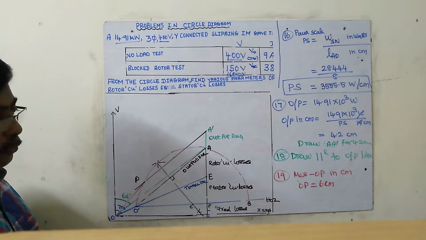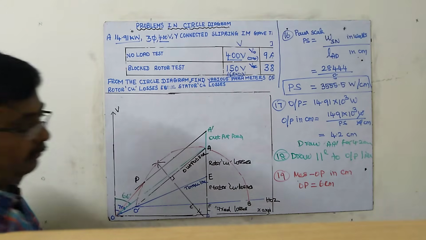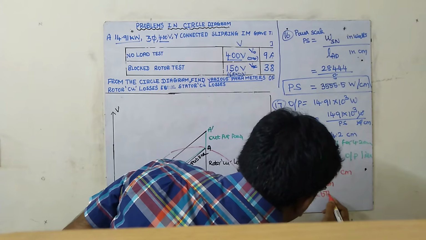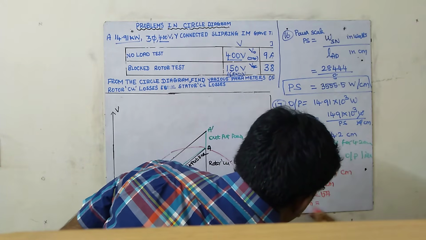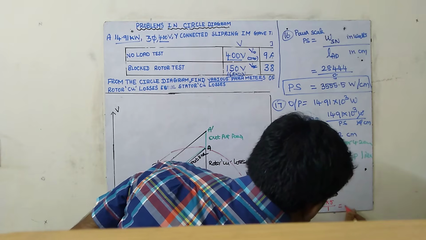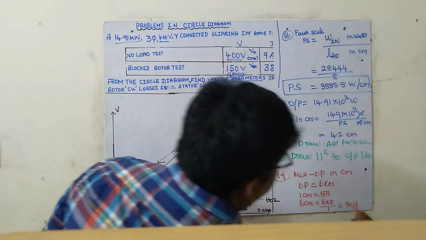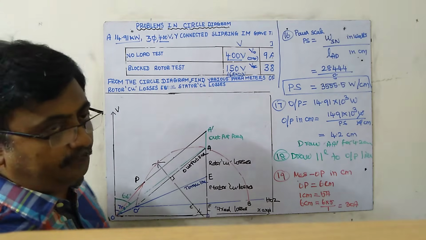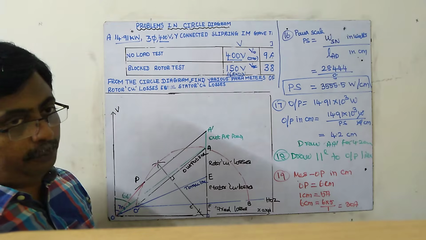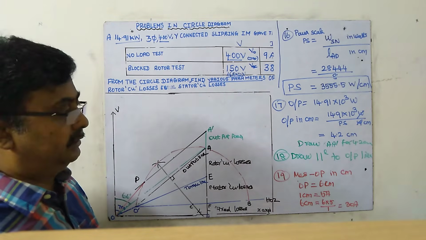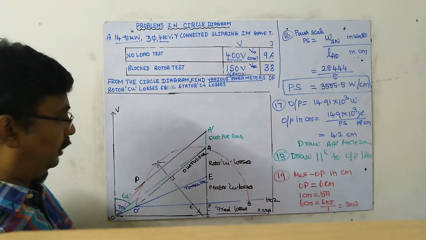Now we convert this 6 centimeters. We know 1 centimeter equals 5 amps. So 6 centimeters equals, cross multiply, 6 into 5 divided by 1, equal to 30 amps. So 30 amps is the full load current. This is the actual full load current. In the 19th step we got the full load current. If they ask only for the full load current, you can stop here itself.